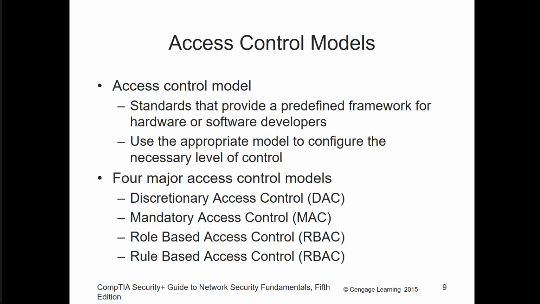Access control models. There's a standard model that provides a predefined framework, using the appropriate model to configure the necessary levels of control. The 4 major models are discretionary access control, mandatory access control, role-based access control, and rule-based access control. Those are the 4 big access control models, and we're going to look at each one of them in depth.